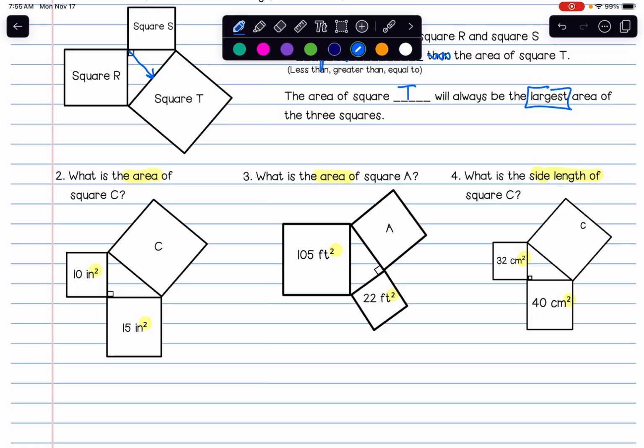But if they're asking for area, I'm literally just adding these two together. So 10 plus 15 gives me 25 inches squared. And it asked for the area, so I would just have 25 inches squared. On this one again, they gave me the area, so I'm just going to add them together. So 105 plus 22 gives me 127, and that's going to be feet squared.